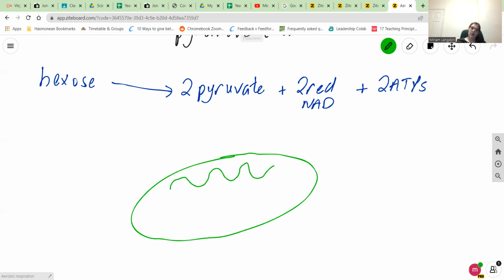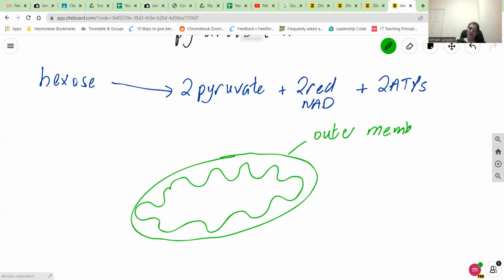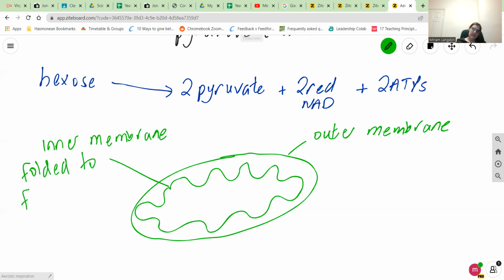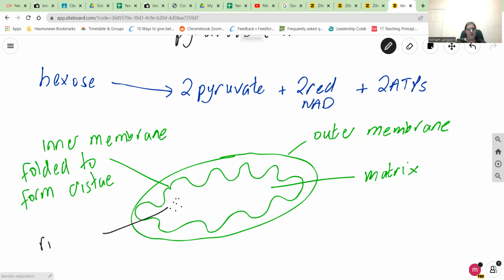So if we remind ourselves of what a mitochondrion looks like and we can label it, that would be very helpful. So we have our outer membrane. And then our folded inner membrane. And when it's folded, we call them cristae. The inside is called the matrix. And then there are some other crucial things that are useful to know. So first of all, you will have ribosomes present.